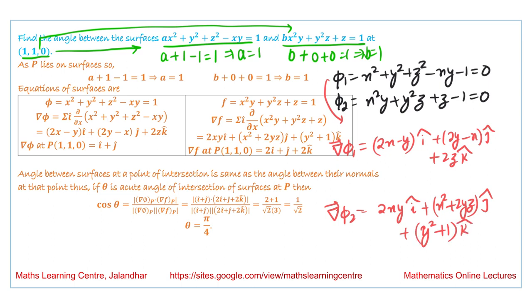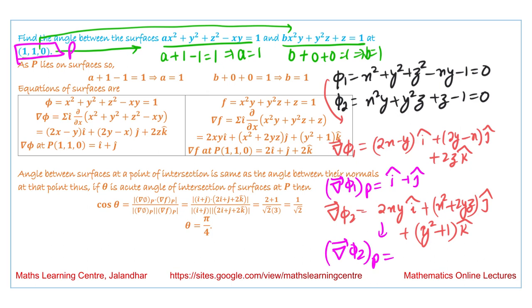Now if we substitute the values over here, the point that is given is 1, 1, 0. We obtain that the gradient of phi 1, suppose we are saying this is the point P, is equal to, substituting 1, 1, 0, we are left with this i cap plus j cap. Similarly, gradient of phi 2 at the point P, when we substitute 1, 1 over here, we obtain 2 i cap plus j cap plus 2 times k cap.